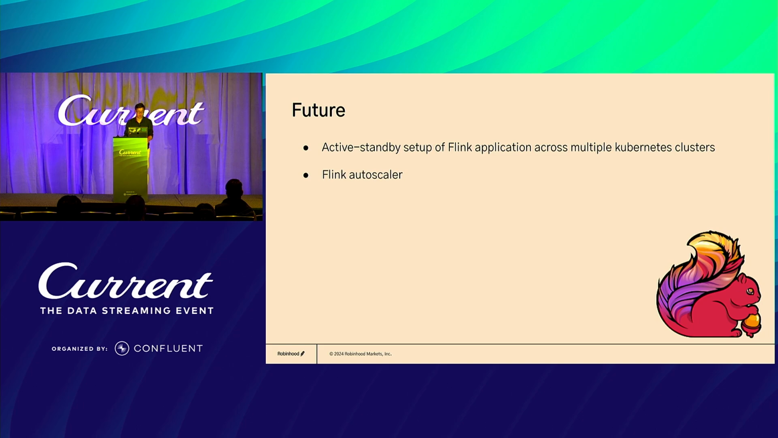Last of all, we would like to enable Flink autoscaler for cost reasons. Most of our data ingestion jobs have high traffic during market hours or certain hours of the day. And ideally, we want to scale our Flink applications appropriately so that we are not overusing resources during low traffic hours. This will lower the overall cost of our Flink applications.